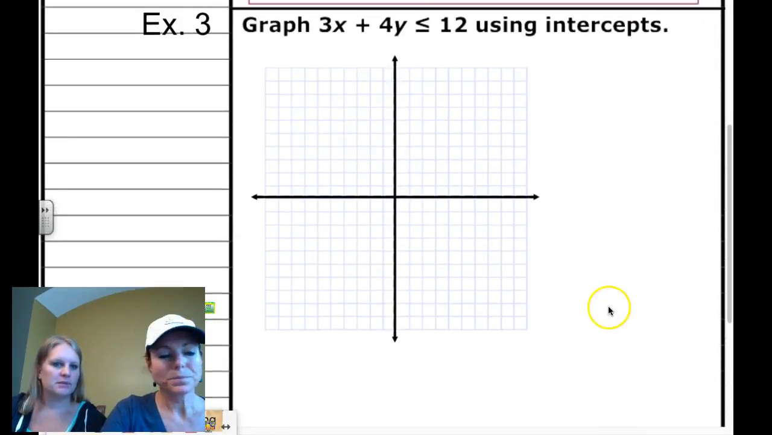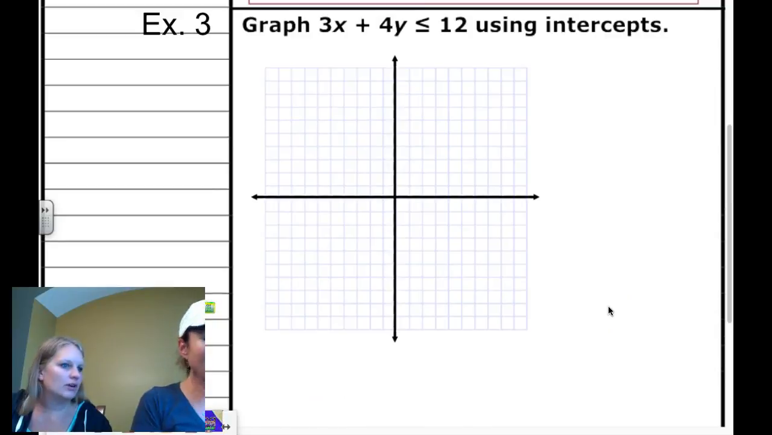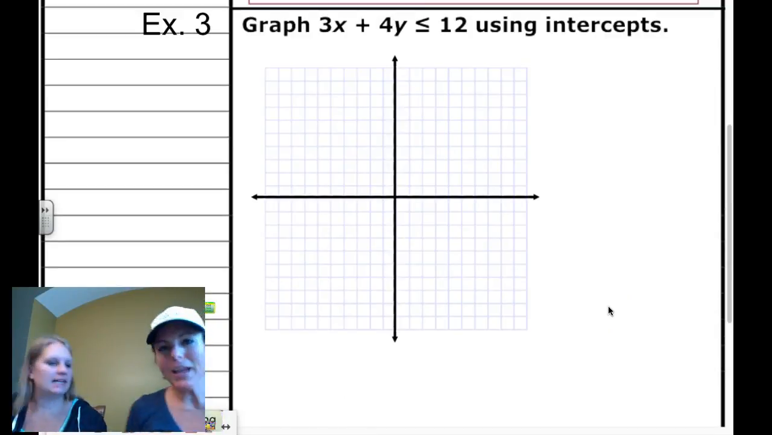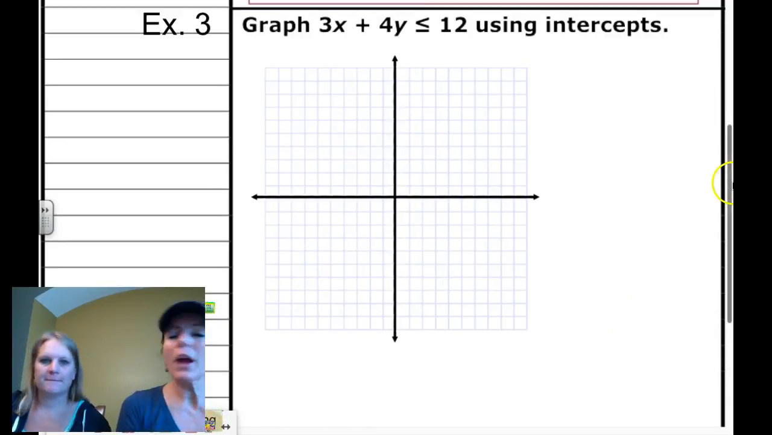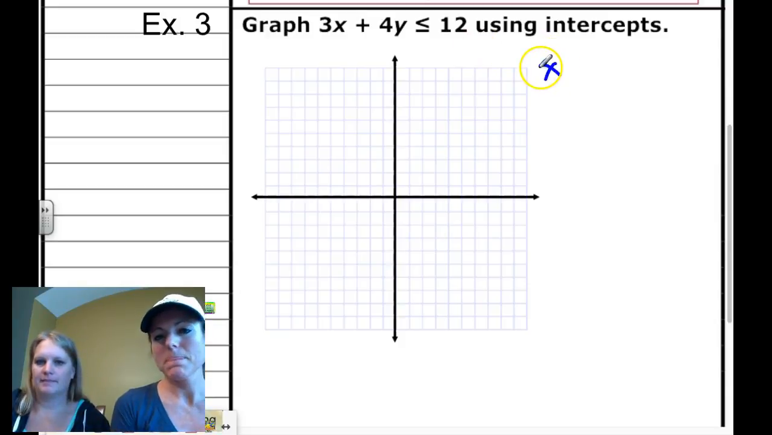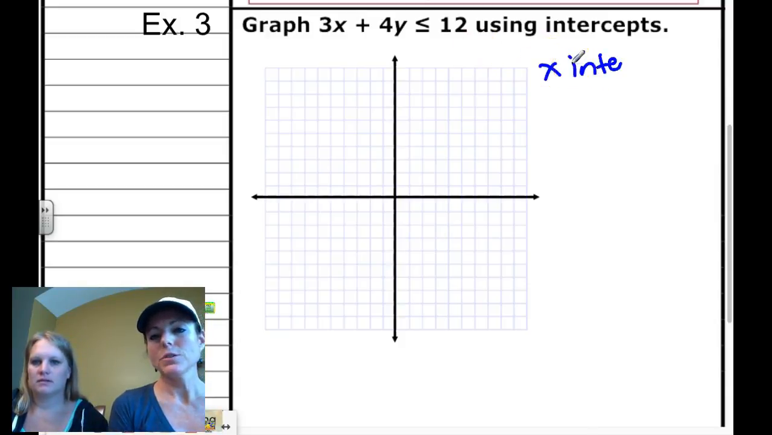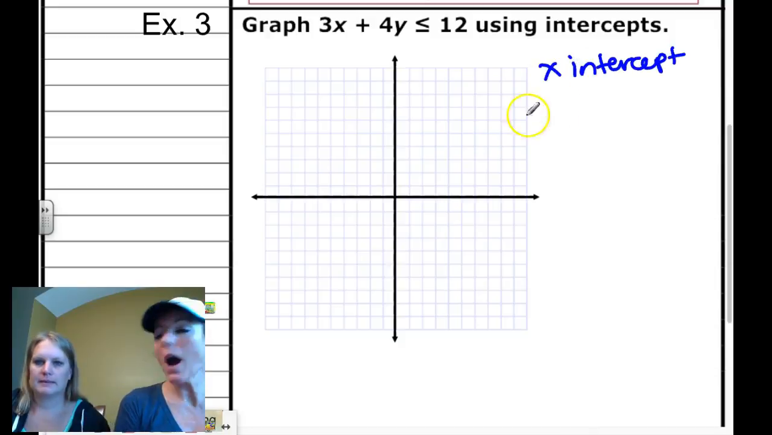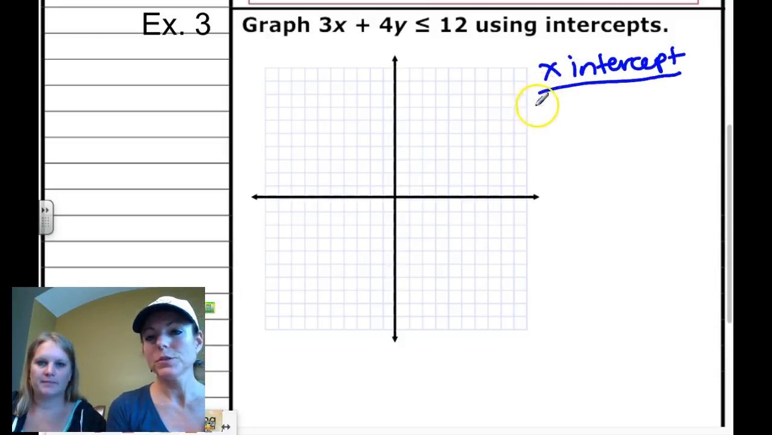And intercepts just means we plug in a 0 for x, and then we plug in a 0 for y to find our intercepts. So how about we find our x-intercept first? To do that, we're going to set y equal to 0. So maybe we'll write that. y equals 0.